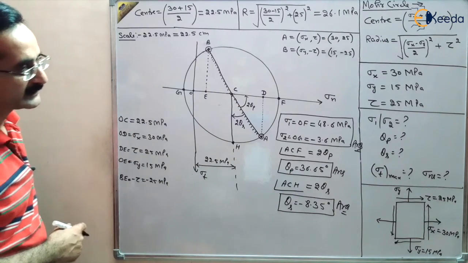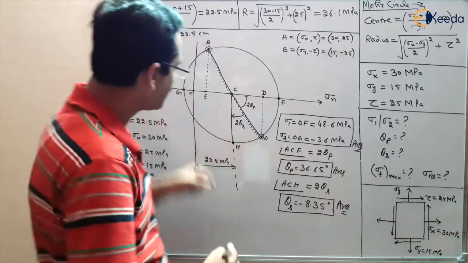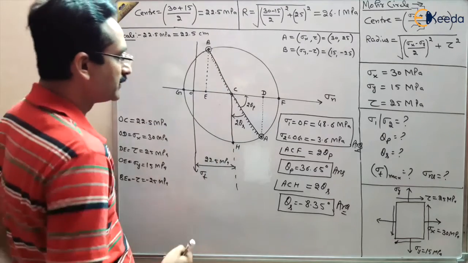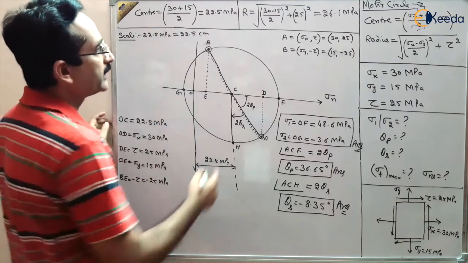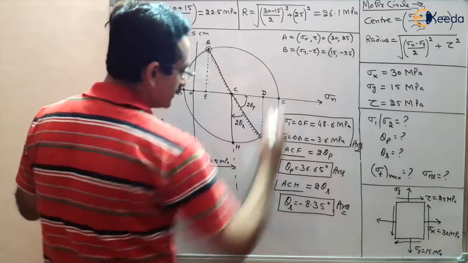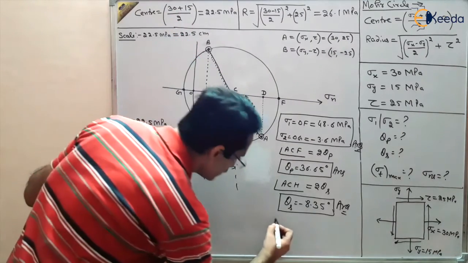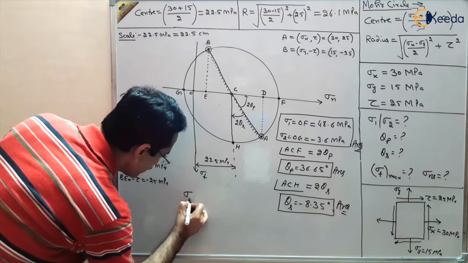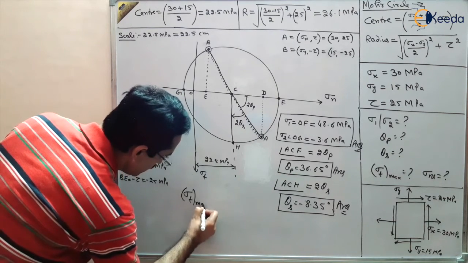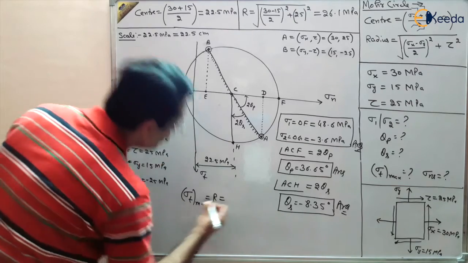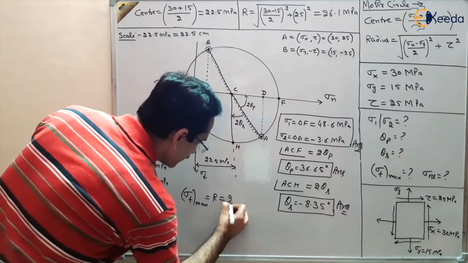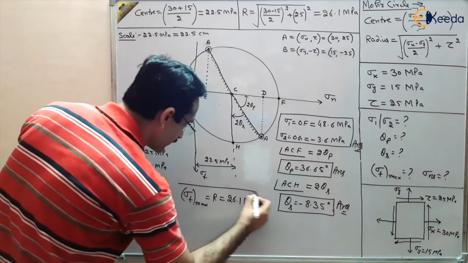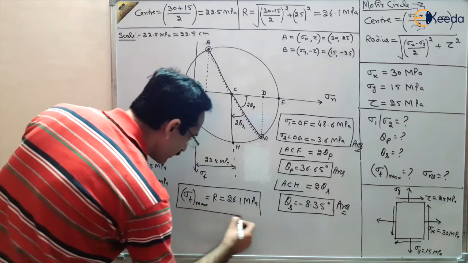Now what else is required? Sigma tau max, this value, right? The radius of the circle is the maximum value. And the radius of the circle is already found out, 26.1, and the same is the maximum shear stress. So tau max is basically our radius of the circle, which is equal to plus minus 26.1 megapascal. This is one more answer.